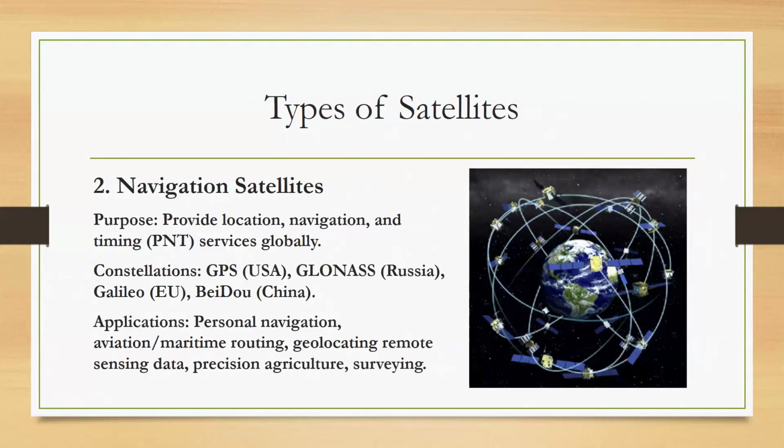Then we have a second class of satellites, the navigation satellites. The purpose of navigation satellites is mainly to let us know where we are on Earth, for positioning and also timing.